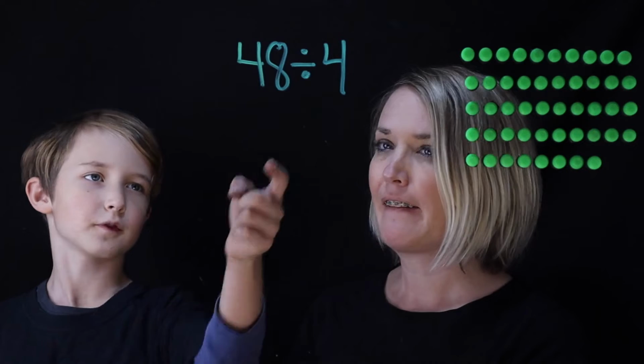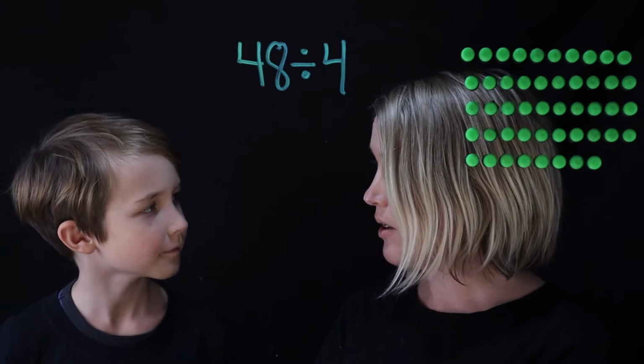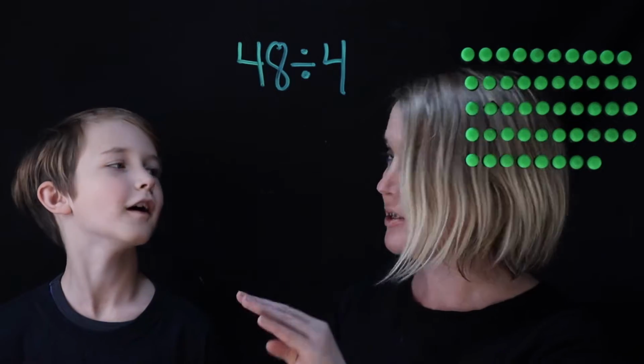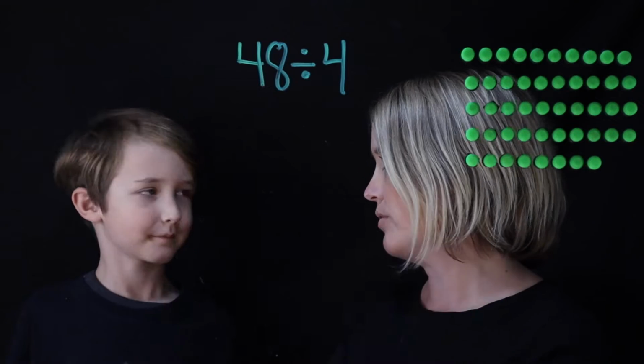Can we split this 4 into 2 and 2, so do 48 divided by 2 first? Yeah, so you actually are going to make 4 equal groups then. Because you're going to split into 2 equal groups and then you're going to split each group into 2 more to get 4 equal groups.